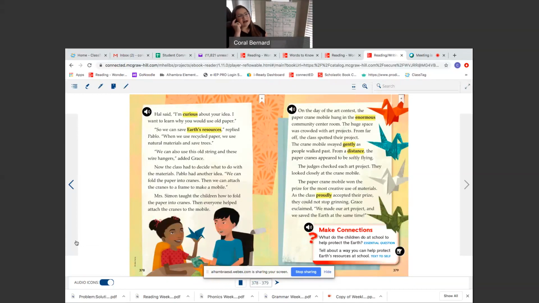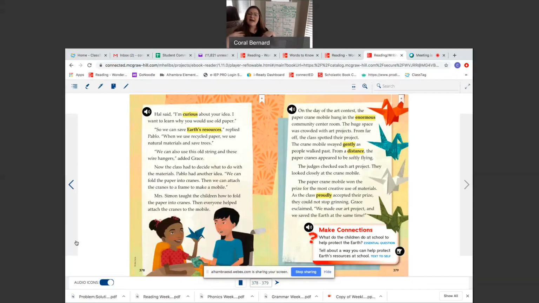How do I look when I feel proud? I'm smiling. They could not stop grinning. They got a prize, so they're happy. If they're proud of their work, they're happy with their work. Happy and satisfied. And my quick sketch is just going to be a smiley face.